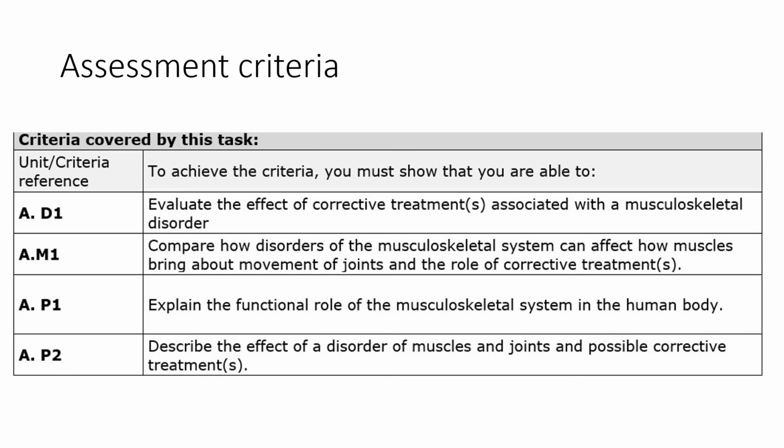Compare how disorders affect the muscles and the role of corrective treatments. Again, it doesn't tell you how many. And then evaluate the effect of corrective treatments associated with a musculoskeletal disorder. That's the only one where it actually suggests that it's just one that you have to look at for the distinction. So just by going to the assessment criteria, you can see how much information you would miss.